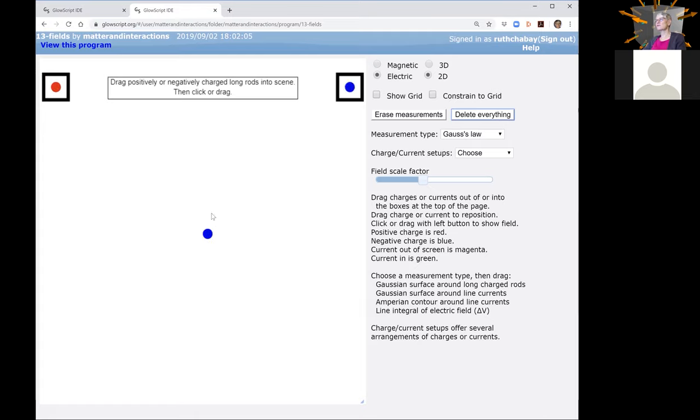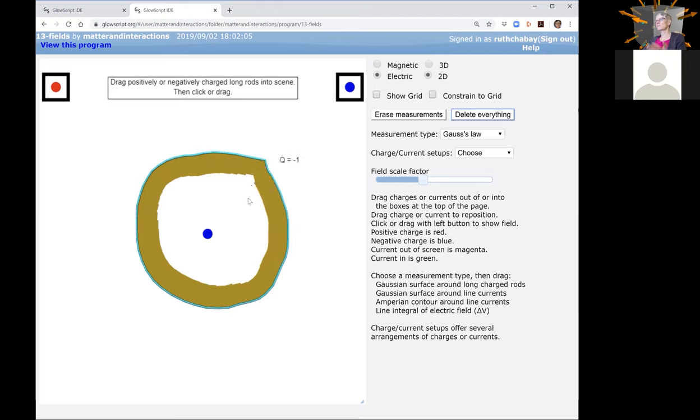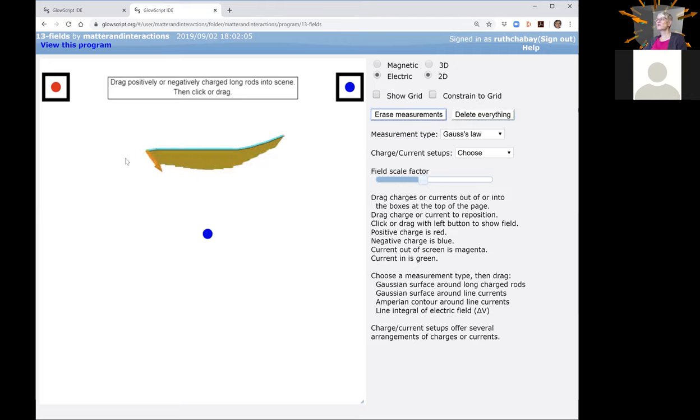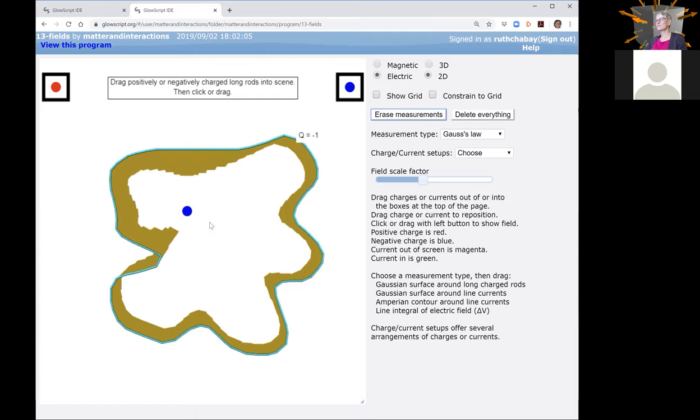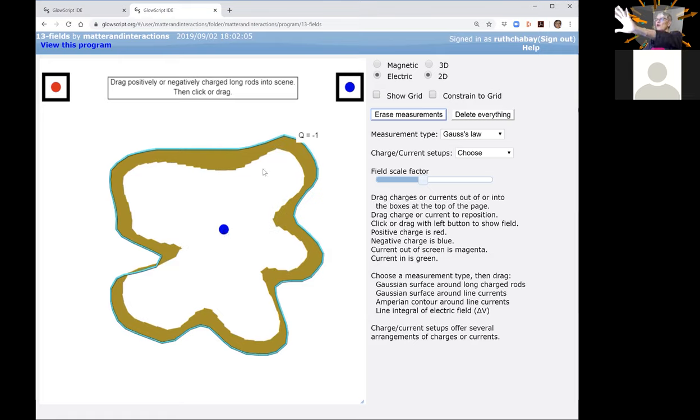Let's use a negative charge for a change. If I attempt to draw a reasonably good circle, I get negative one. If I draw a really strangely shaped surface, I still get negative one. And you can imagine projecting all pieces of this surface onto a cylinder surrounding the charge here. So this actually works out okay.